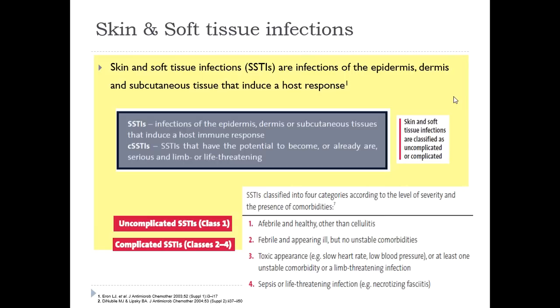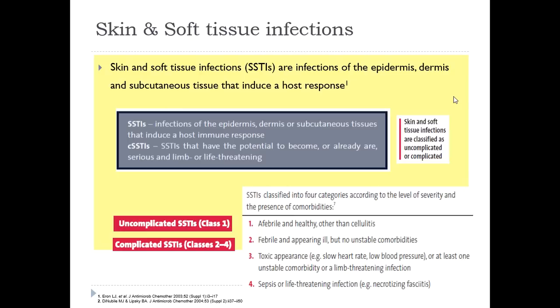So skin and soft tissue infections are basically infections of the epidermis, dermis, subcutaneous tissue, and further deep down, the necrotizing infections which involve the muscles. There are basically two types, uncomplicated and complicated. Uncomplicated are those where the patient is healthy looking and just does not have any signs, symptoms of a systemic involvement, no fever, nothing else. This is an uncomplicated patient.